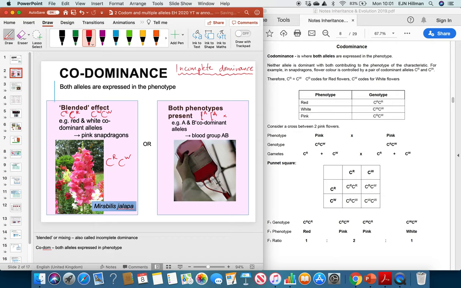Okay, so if we imagine that one parent, blood group A, and another parent, blood group B, they may have an offspring, or they would have an offspring, you can see now, that would be blood group AB, and they would possess both of those alleles. Now, in the blood grouping, blood group AB, that means they have the antigen A and antigen B on the surface of their red blood cells. Now, we'll go back to blood groups a little bit later on. Okay. So when both phenotypes are present, this is really what we mean by codominance. Incomplete dominance is where there's this blended effect.